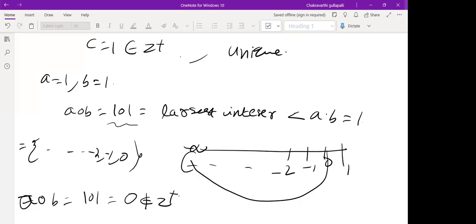This is the interview question again. Can you give an example where this operation will be given to you by the interview board member? Is it binary or not? If not, why? If so, why? Like this, you get questions in the interview. So very important: A circle B is 1 circle 1, which is 0. It is unique only, but does not belong to Z plus. So it is not binary.